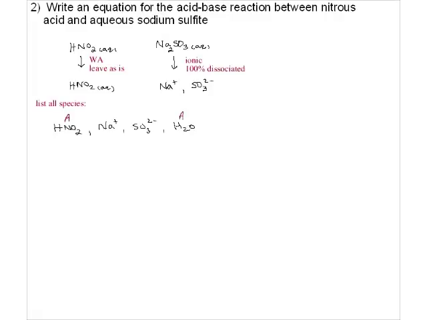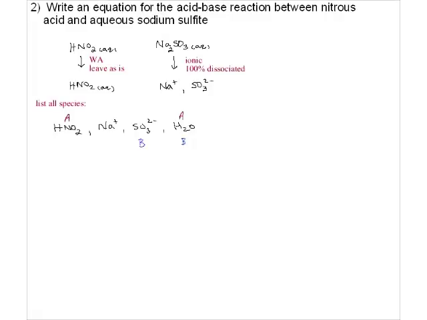I look at my table now, which ones can be bases. Nitrous acid cannot be, sodium cannot be. I find sulfite on my table on the base side. There we go. I find water on my table on the base side. So water can be a base or an acid.